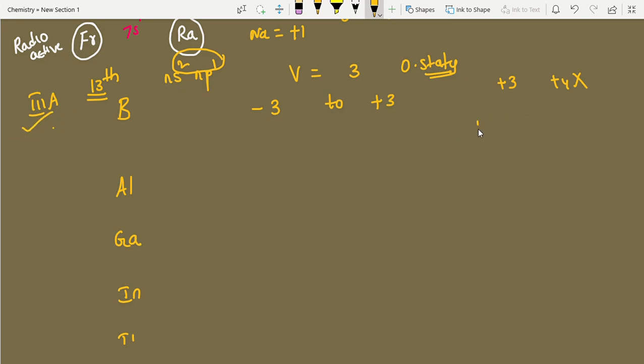See, look into this students, BH3, borane, BCl3. You can calculate oxidation states here. This is +3, this is -3, this is -3, this is +3. It depends on the combining capacity of an element. Boron can exist in -3 to +3 oxidation states.